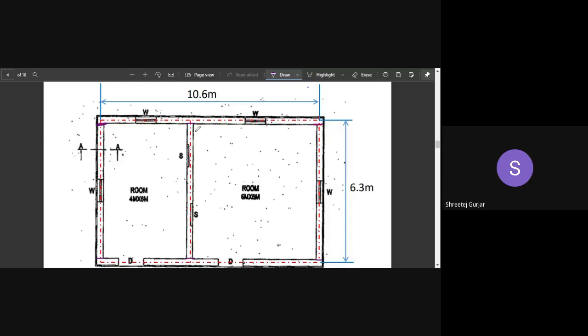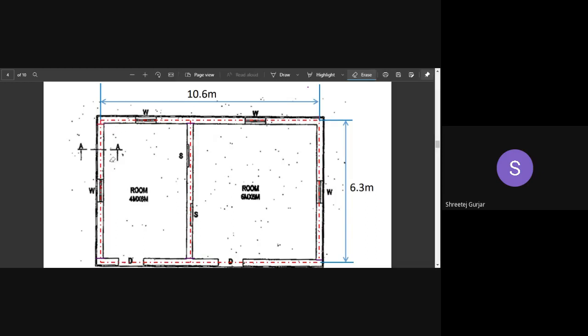Okay, so coming to number, long walls you can see are two in number. This one is one long wall, and this one is another long wall. So long walls are two in number. Okay, and short walls are three in number. This is one short wall, this is another short wall, and this is your third and last short wall.